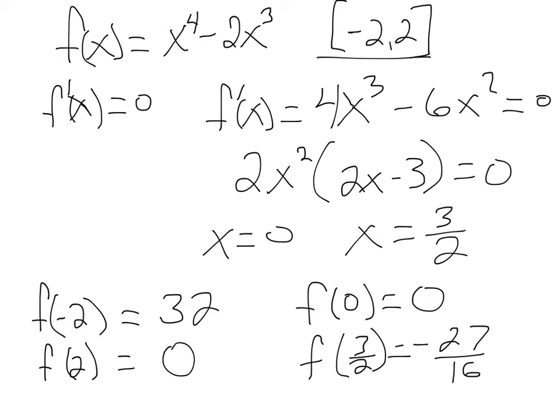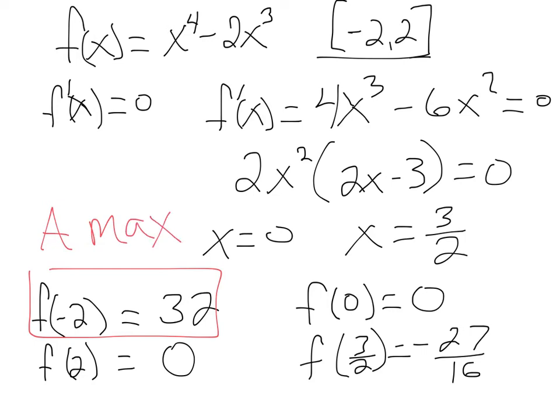Okay, so that tells us that we have an absolute max at x equal to negative 2 of 32. And that's how I want you to say it, and you'll have to actually write that. The function f has an absolute max at x equal to negative 2 of 32. Or you could say the function f has an absolute max of 32 at the point where x equals negative 2. And the function f has a minimum of negative 27/16 at the value where x equals 3 halves.